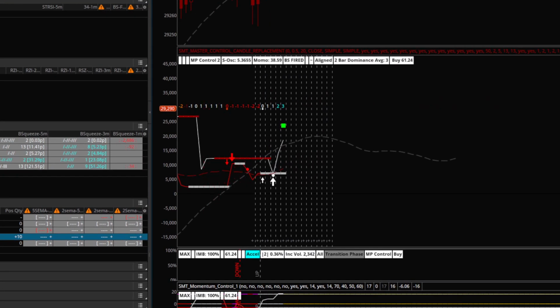So we could take a look at who has the master control. The Bulls have master control. They took over here, pushing up here. We have a structure relative strength of 3. As long as we maintain this 3, we're going to continue to push up. We're maxed out here with the IMB. So beautiful here. This is what I've replaced candlesticks with, something I coded myself.